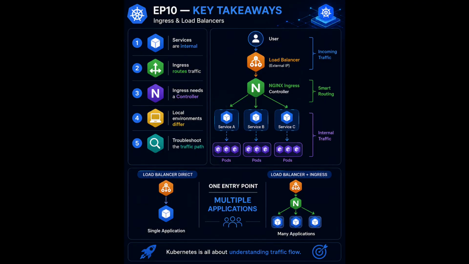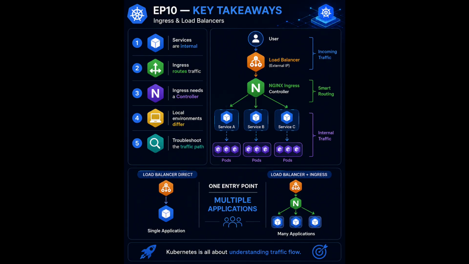Let's quickly review the most important concepts from this episode. First, a service alone is usually not enough when users need to access an application from outside the cluster. That's where Ingress comes in. Ingress acts as a smart routing layer. It evaluates requests and sends traffic to the correct service. To work, an Ingress always needs an Ingress controller. In our case, we use the NGINX Ingress Controller.